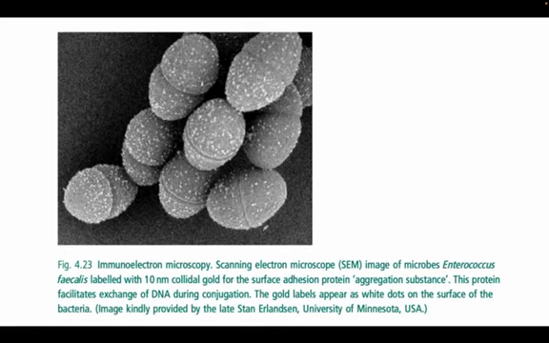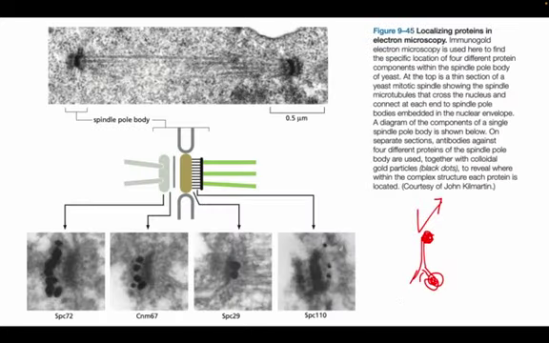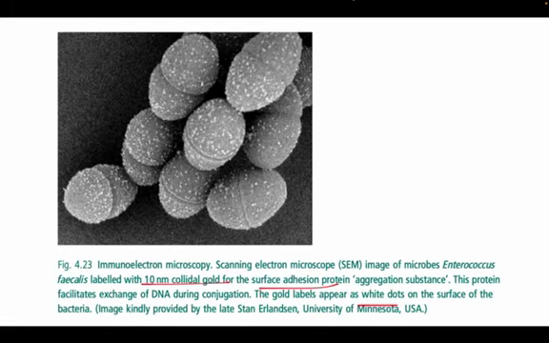Similar thing here, but this is in scanning electron microscopy. Here is a bacterium, and they've used 10 nanometer colloidal gold for a surface adhesion protein. In scanning electron microscopy, gold labels will appear as a white dot. In transmission electron microscopy, they're appearing as black dots. Here they'll appear as a white dot.